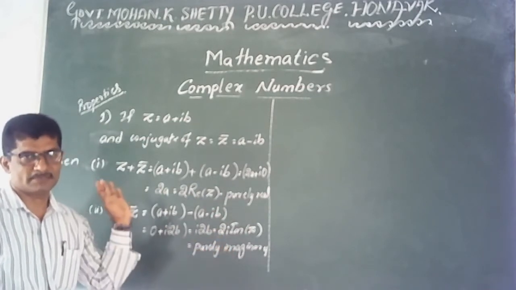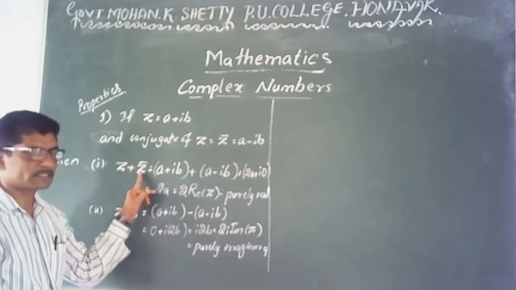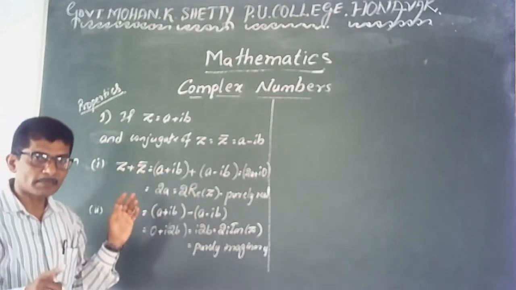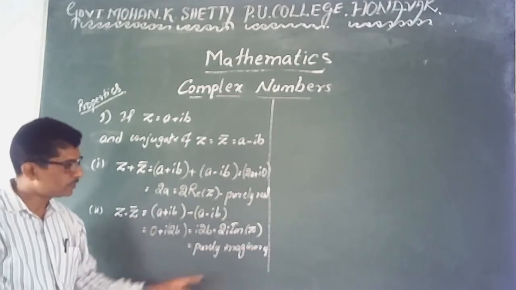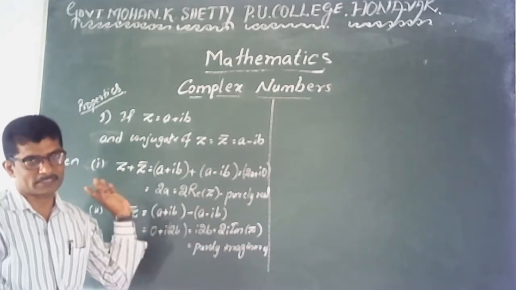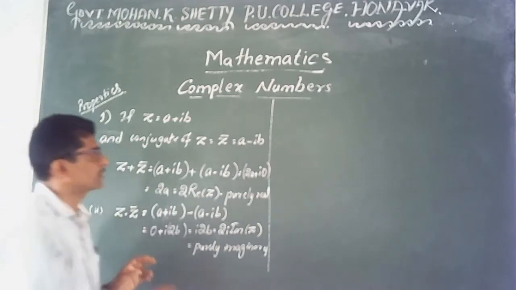z plus z bar is 2 times the real part of the complex number. z minus z bar is 2 times i into the imaginary part of the complex number. Just remember, these are very important.